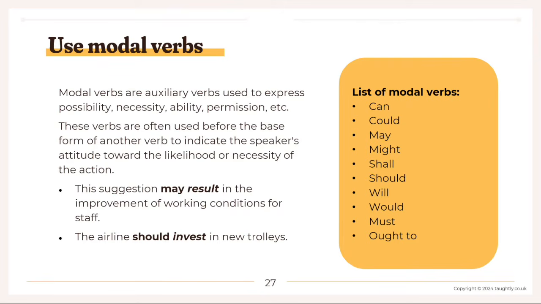So here are some modal verbs that you can use to give your suggestions. Can, could, may, might, shall, should, will, would, must, ought, or ought to. Ought to sounds so British, but I am British. I just did the mean British, didn't I, with no T. I am British. So let's put an ought to in there as well.